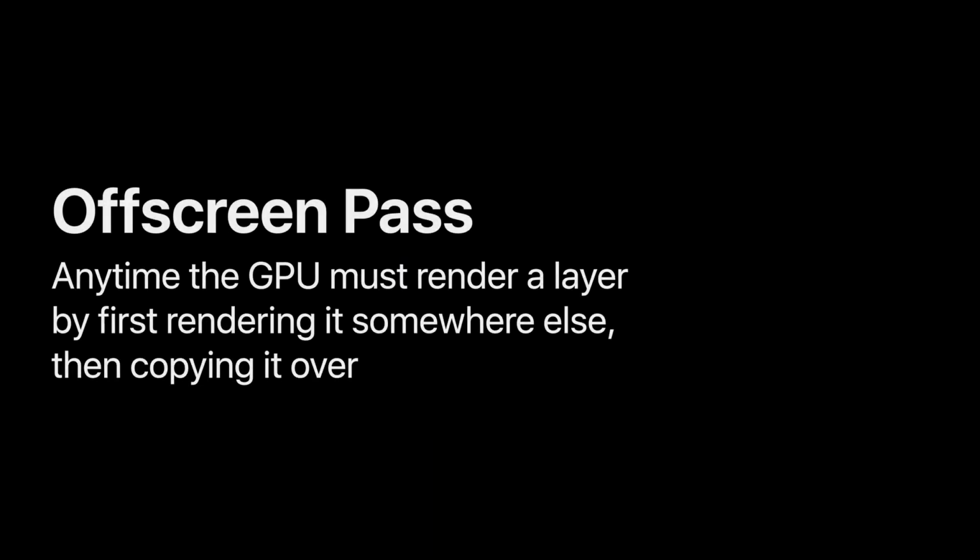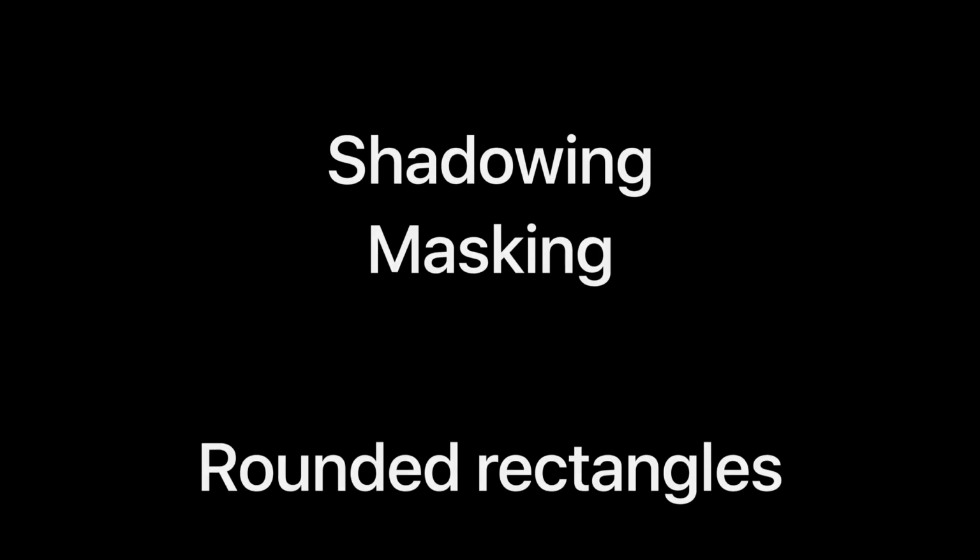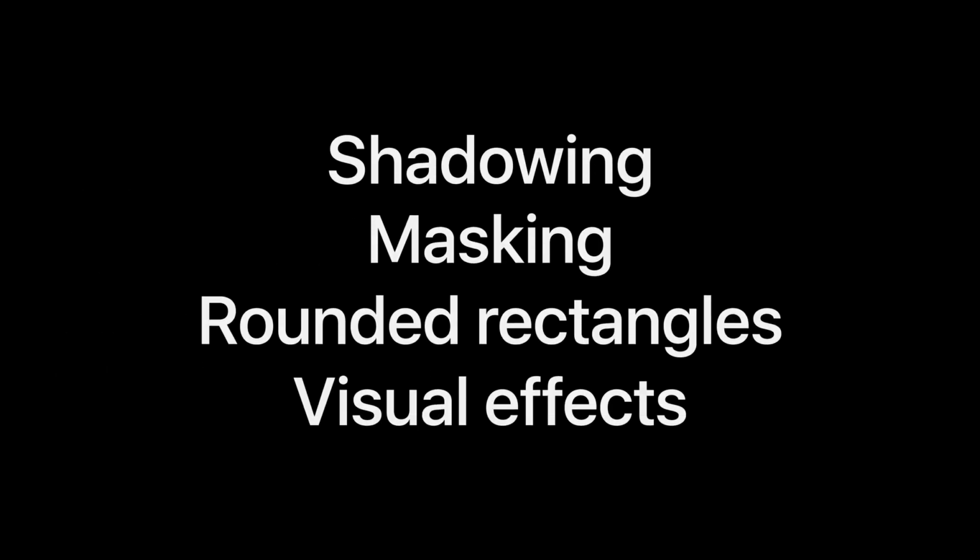An off-screen pass is any time the GPU must render a layer by first rendering it somewhere else and then copying it over. With the shadow, it had to draw the layers to figure out the final shape. Off-screen passes can add up and cause the rendering to hitch, so it's important to monitor and try to avoid them in your app. There are 4 main types of off-screen passes that can be optimized: shadows, masks, rounded rectangles, and visual effects. We saw an example of a shadow off-screen in the example render.